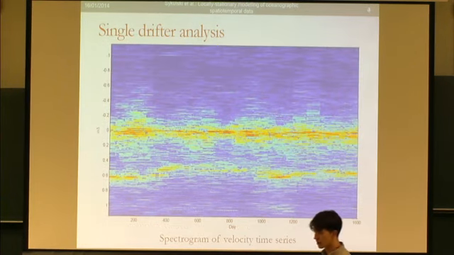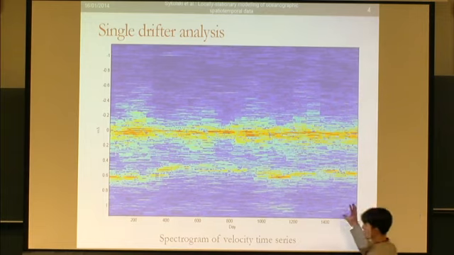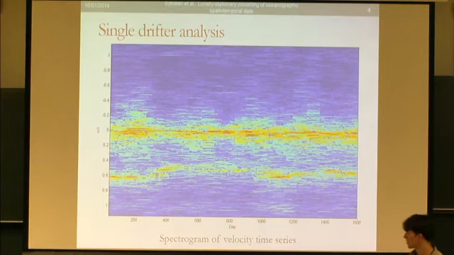So let's start looking at the non-stationary nature of this data. This is a different drifter now from the South Pacific. Perhaps I can start convincing you that we have global coverage.